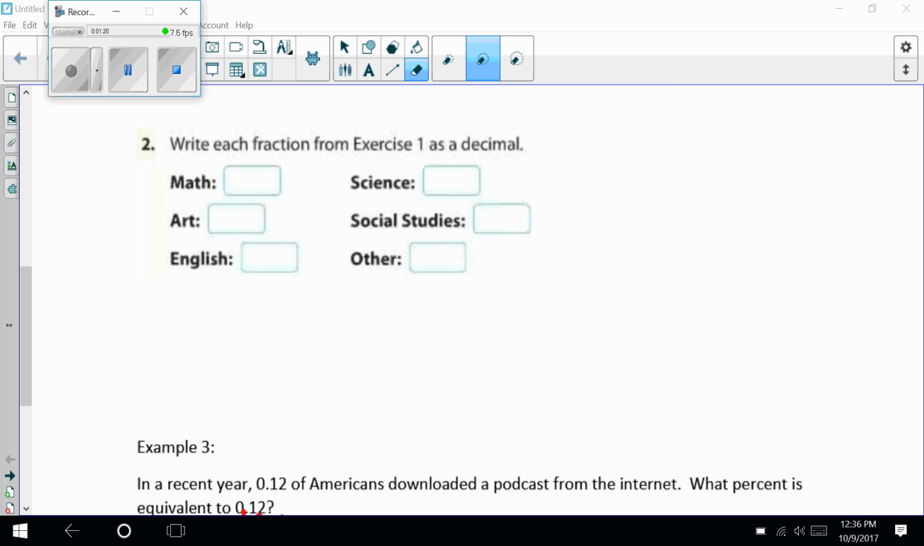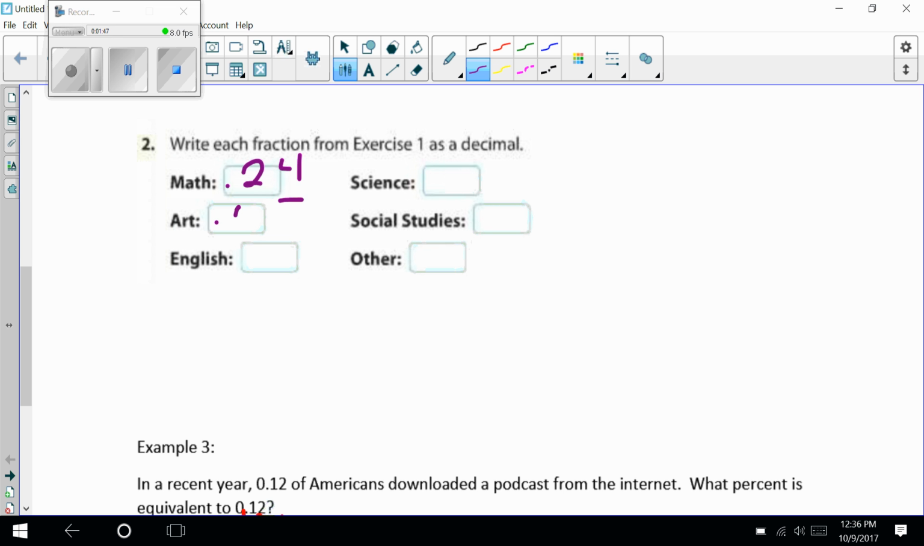Okay. So number 2, again, remember I said that we're leaving all of these guys over 100 because that is a very simple conversion from a fraction over 100 into a decimal. So since math was 24 out of 100, it's going to become 0.24. And we know that's true because my 4 is still in the hundredths place. Again, this is why we left them all unsimplified.